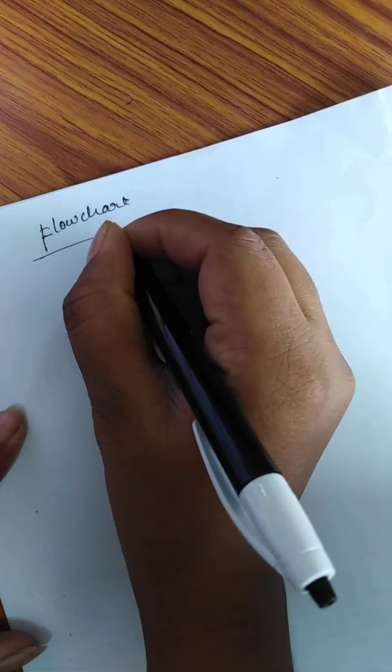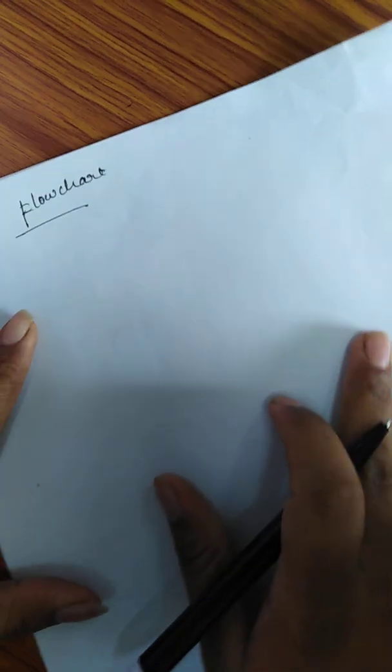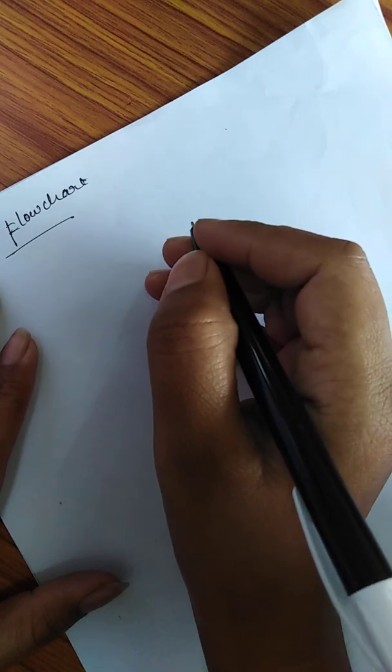What is a flowchart? A flowchart is a graphical representation of an algorithm. In your before class, I made a video about algorithm. What is an algorithm? An algorithm is a step-by-step instruction.